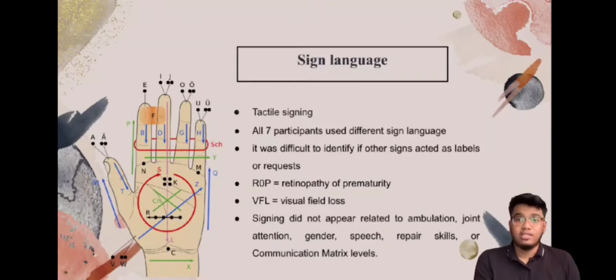So the symptoms are abnormal eye movement called nystagmus, spelled N-Y-S-T-A-G-M-U-S, and cross eye called strabismus. Okay, so in this case, they have problems with identifying the words, and thus they managed to find only some. Otherwise, signing did not appear related to ablution, joint attention, gender, speech, repair skills, or communication matrix level.